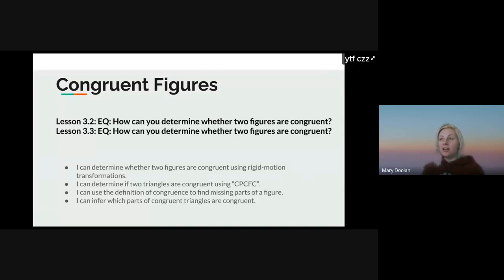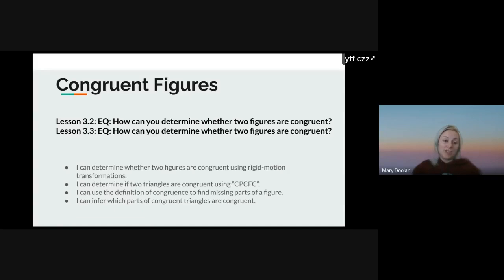In case you forgot everything, a rigid motion transformation is a translation, which is a slide. It is a reflection, which is a flip, or a rotation, which is a turn. Okay, so those three transformations are rigid motion transformations.